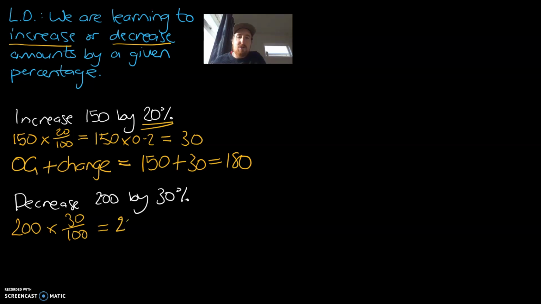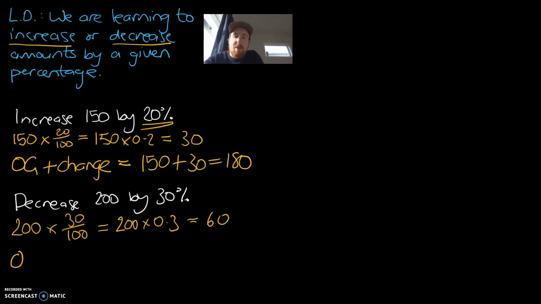So I'm going to go 200 times 0.3. And if I do that maths on my calculator, that tells me that's 60. So what that's saying is 30% of 200 is 60. And we now need to decrease the amount. So to decrease the amount, we're probably going to want to use subtraction.